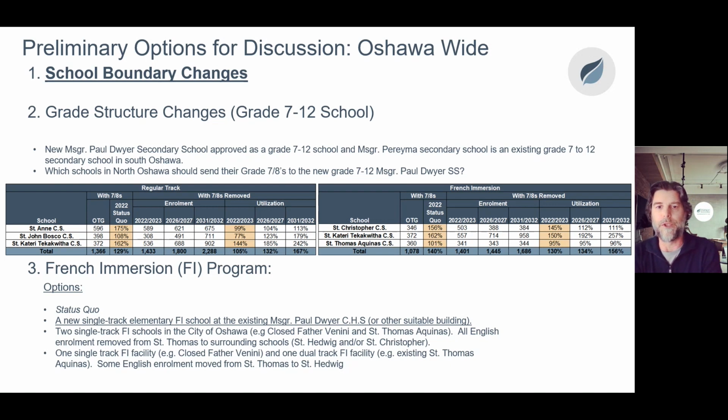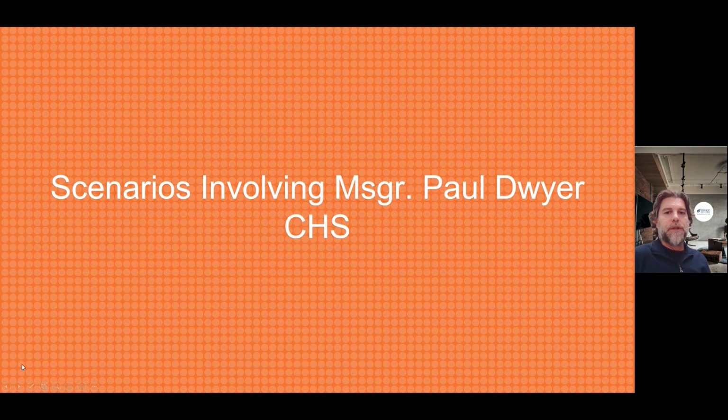And the third main part of this review had to deal with French immersion programming. As we talked about previously, there's currently 3 dual track French immersion schools. So we looked at a diverse set of options all the way from status quo, leaving it as it is, to 1 single track facility for the whole city, multiple single track facilities, combinations of single track and dual track. So really all options were considered. So we're going to finish off today's presentation talking a little bit about how some of the scenarios that we brought out to the public and started to consider specifically impact Monsignor Paul Dwyer High School.